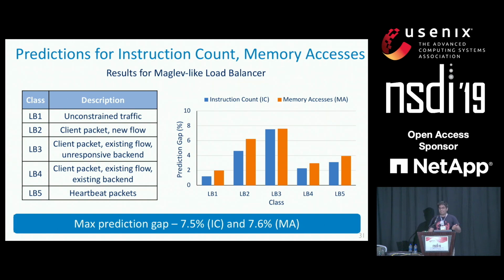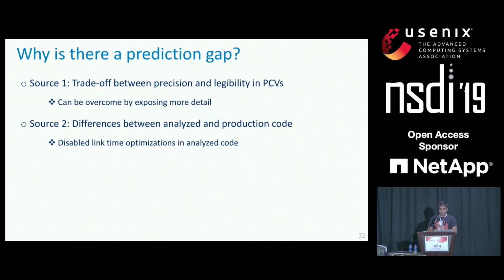Now, this raises an interesting question as to why there is a prediction gap in the first place. And the primary reason for this gap is due to a design choice we make in the PCVs that we choose to expose. At times, we trade off precision for legibility and coalesce multiple execution paths together, taking the performance of the worst. Naturally, this leads to overestimations. Keep in mind, however, that when we design contracts, we always design them with the target audience being a human. It's not infeasible to envisage a situation where the target audience is a machine, where we can expose additional details and bring down this prediction gap.